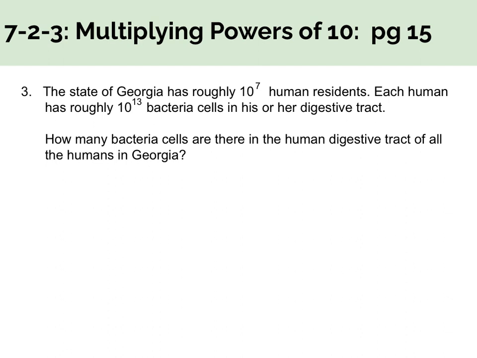All right, so let's think about it. So we have 10 to the 7 humans. We're going to multiply that by 10 to the 13th because each person has 10 to the 13 bacteria. And so if we do this, we use the rule that we just found out. We're going to have 10 to the 20th power, which is a really huge number, but that's how much bacteria there is in Georgia.